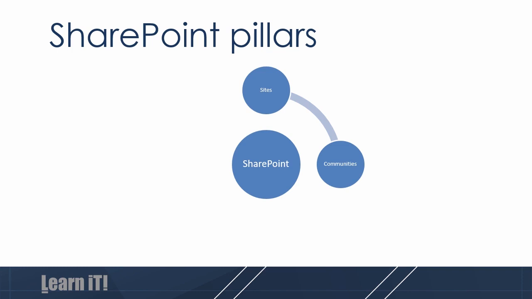Now, keep in mind that both of these tie into each other. You've got to have a good site in order to get a community to build around it. And likewise, you need a good community to feed into these sites to make sure that there is useful information. Now, that information we're talking about is, in fact, the third pillar of SharePoint: content.